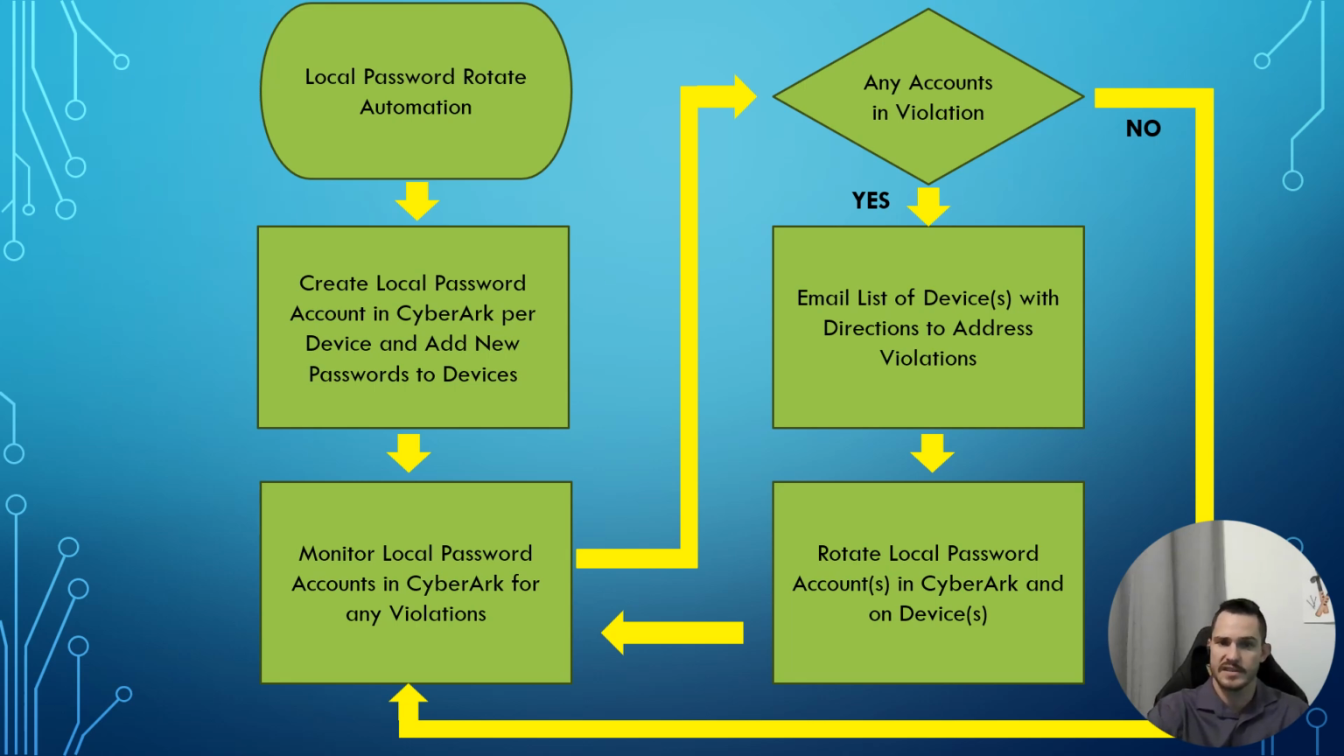So in this solution, if it monitored the next week and nobody viewed anything, and there are no passwords over a certain time old, it'll come back up to the any accounts violation, and it should be a no. And it would just continue this process. If anything's in violation, it'll follow the yes, and if not, the no.